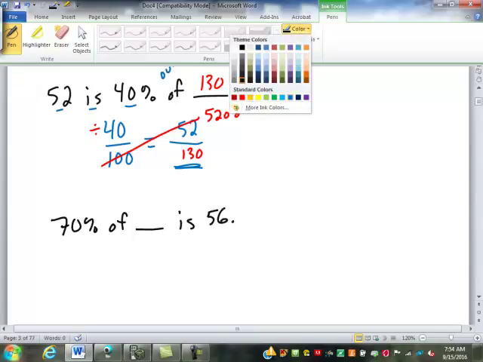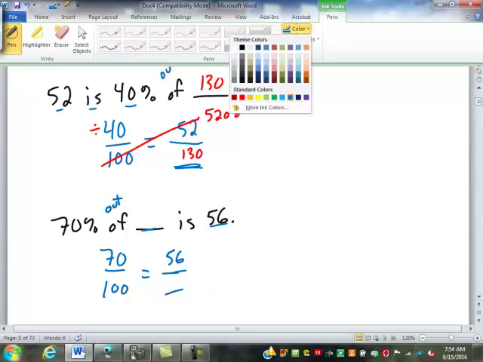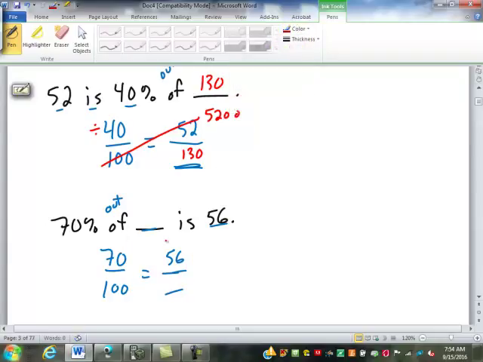70% of blank is 56. So once again, I start with the percent. 70% is 70 out of 100. Now I have the missing number and the 56. Which one goes on top? The 56. Because think of this as out of blank. That implies the blank has to be on bottom. So we cross multiply and divide. 100 times 56 is 5,600. Divided by 70 is 80. 70% of 80 is 56.